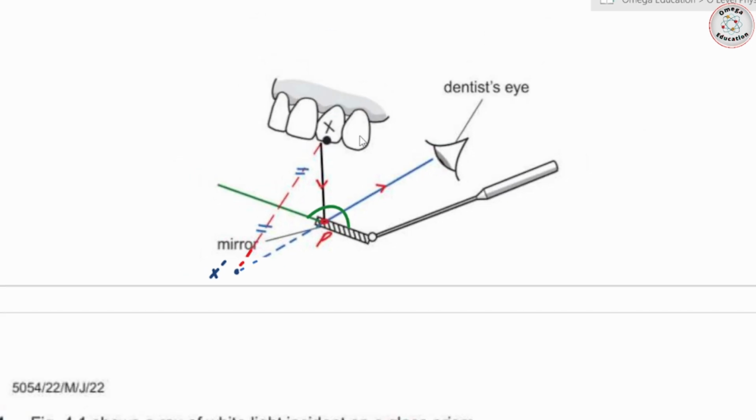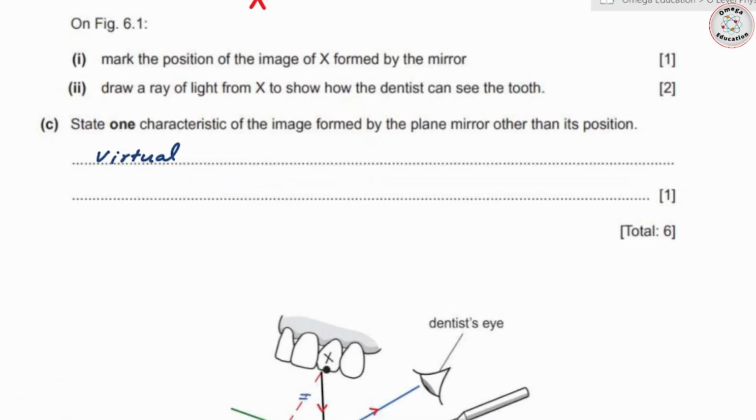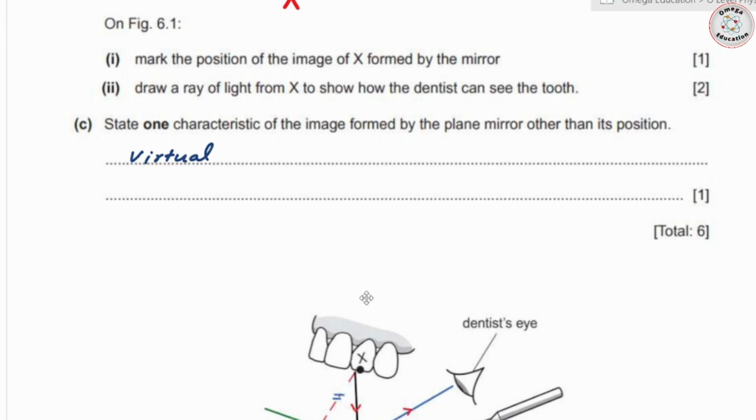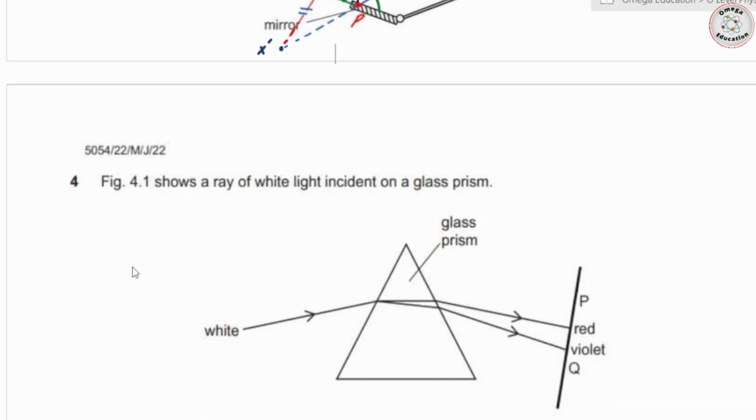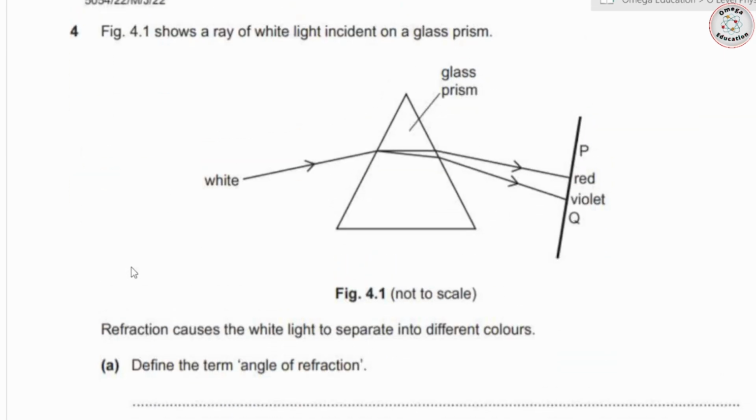All right, moving on to the next parts. One of them is: state one characteristic of the image formed by the plane mirror other than its position. Virtual. All right, or you can say upright. Both of them would be okay.